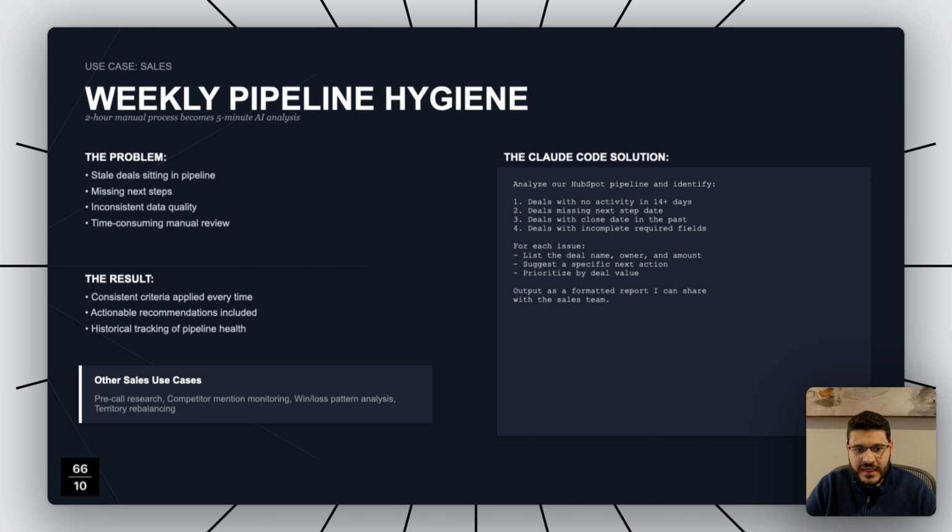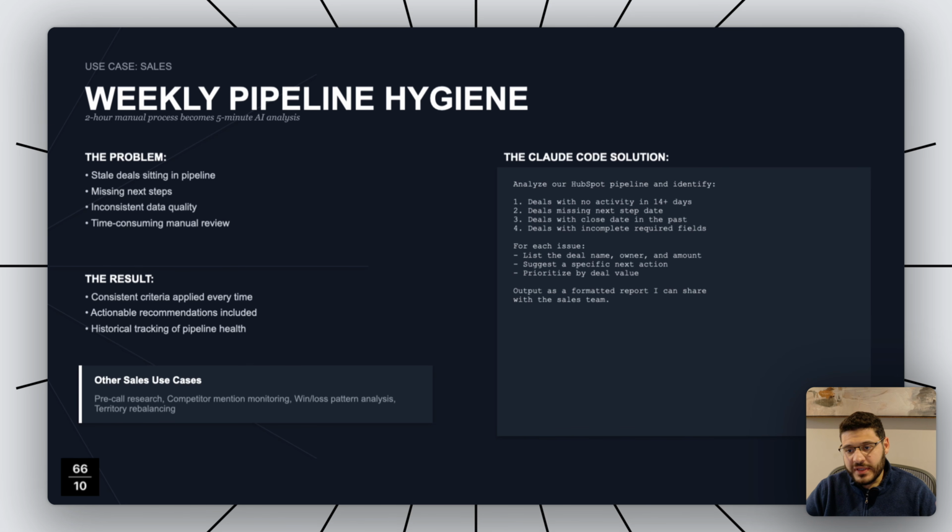There's sometimes missing next steps, inconsistent data quality, etc. So using Claude Code, you can create a solution that analyzes every single deal within your pipeline, and within minutes, it can produce a consistent criteria that is applied every time. It can give you actionable recommendations, and it could also track the pipeline health, right?